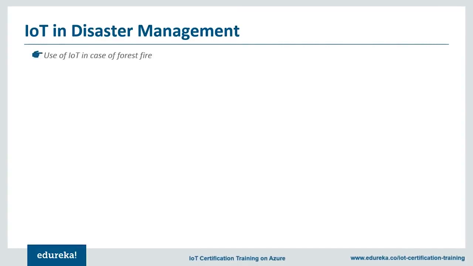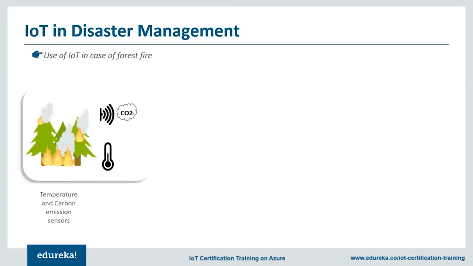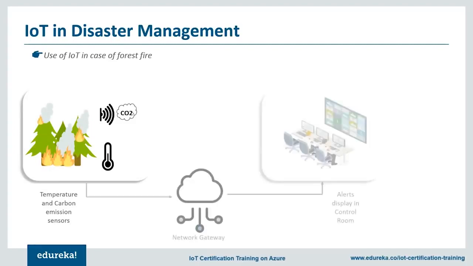To be prepared for critical incidents like a forest fire, sensors are installed near the perimeters of the forest. They contribute to data feeds about temperature and carbon emissions to a control room which is common to the entire town. This is done via a secure network gateway in real time.